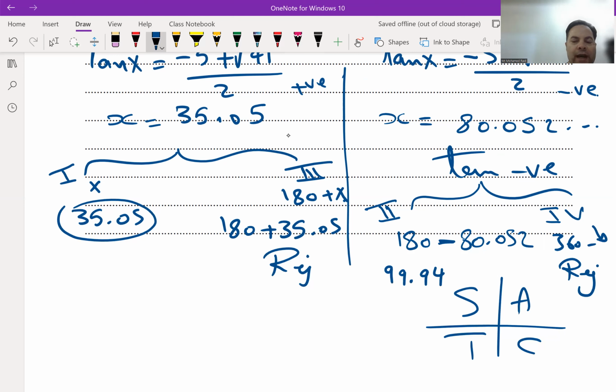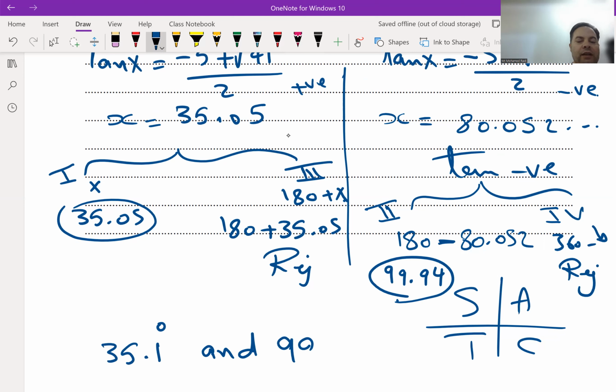99.94 is accepted. So the final answer is correct to 3 significant figures, but for angles, it's better to write it to 1 decimal place. So the final answer is 35.1 degrees and 99.9 degrees. This is the final answer, simplified to 1 decimal place for each angle.